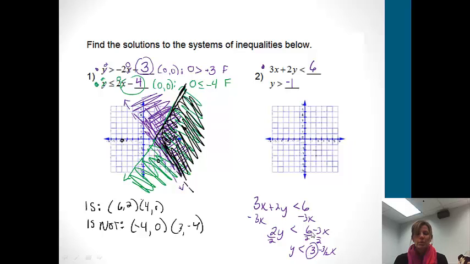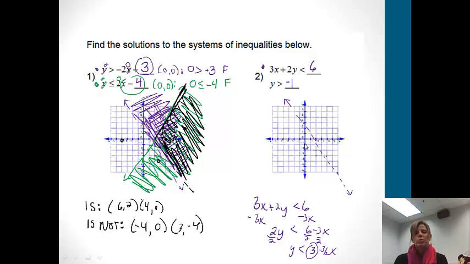I'm going to start at the number that doesn't have the x in it, so I'm going to start up at 3. And then I need to go down 3 over 2, down 3 over 2, and I'm going to make it a dashed line because there is no equal sign.